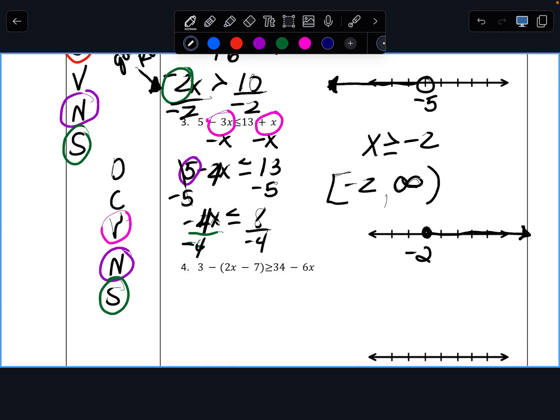Whew. All right. Sorry about that. We made it through, though. Now, 3 minus, parentheses, 2x minus 7 greater than or equal to 34 minus 6x.